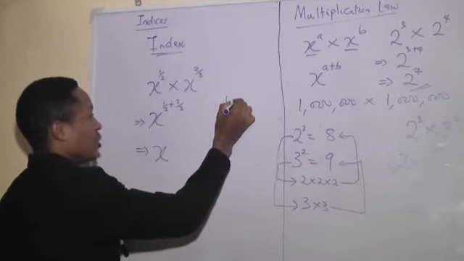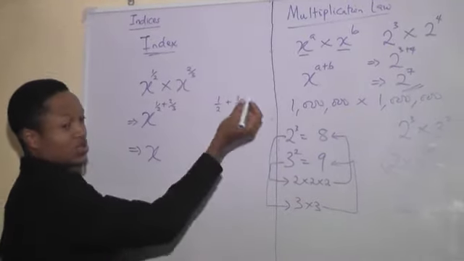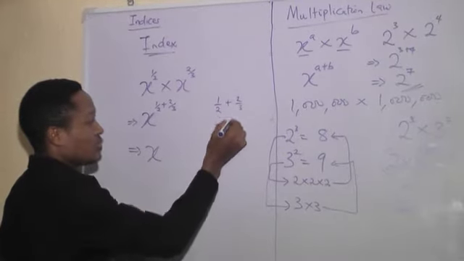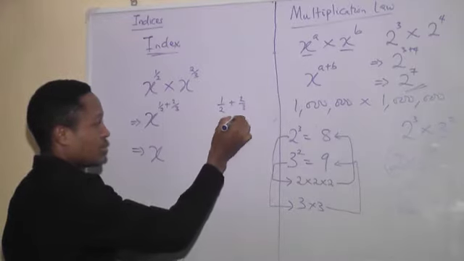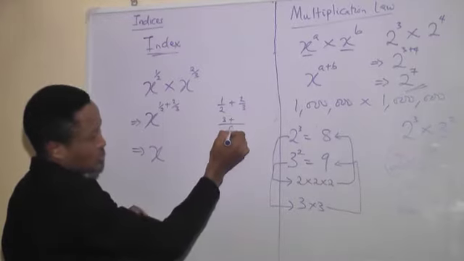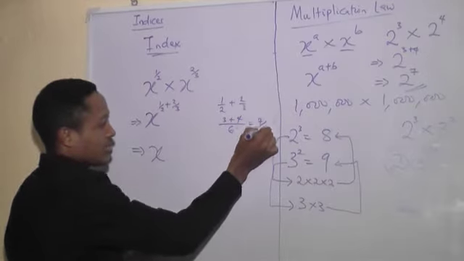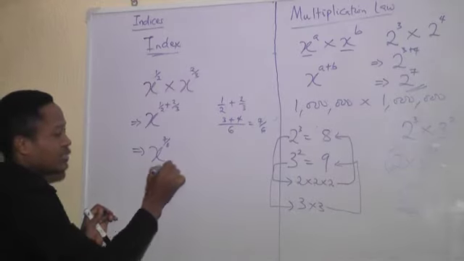So half plus 2 over 3. We don't say 1 plus 2 is 3, 2 plus 3 is 5. Now in fraction addition, the LCM of 2 and 3 is 6. 2 into 6, 3; 3 times 1, 3. Plus 3 into 6, 2; 2 times 2, 4. So my answer is 7 over 6. So I now write x raised to the power of 7 over 6.